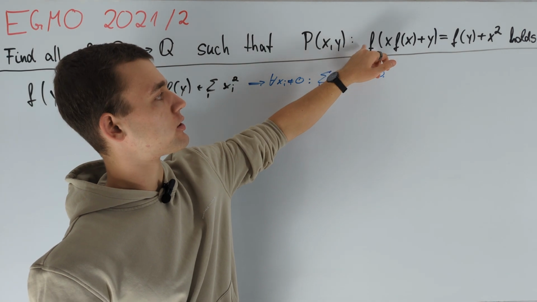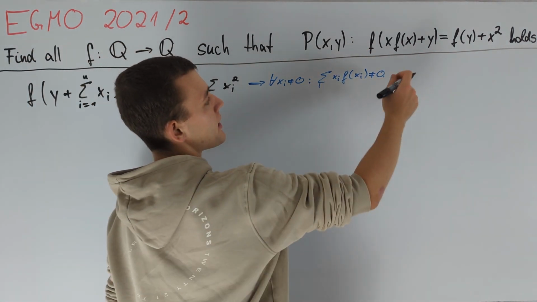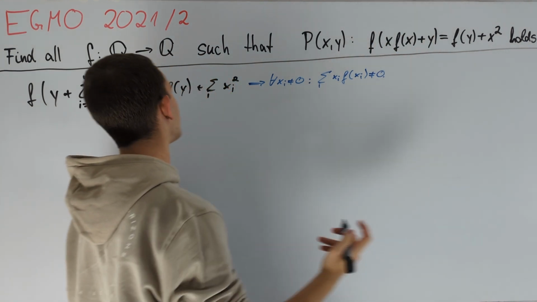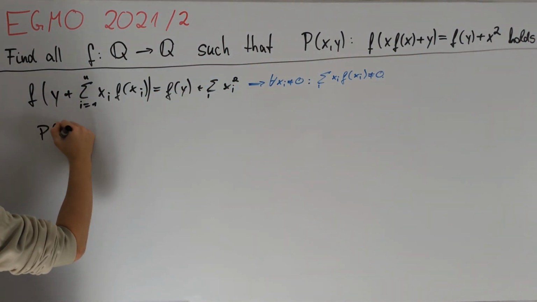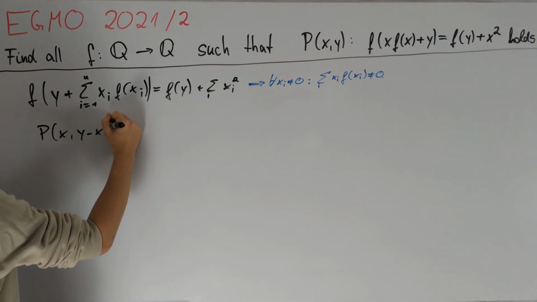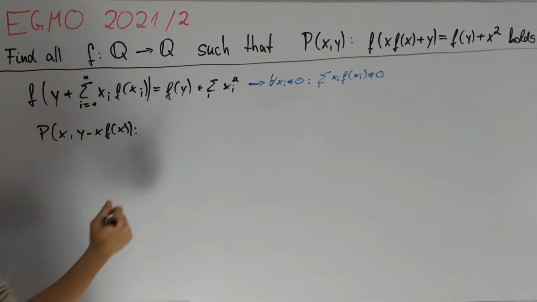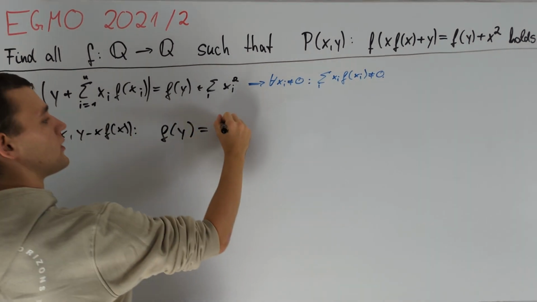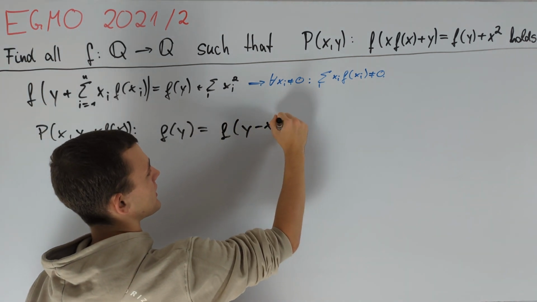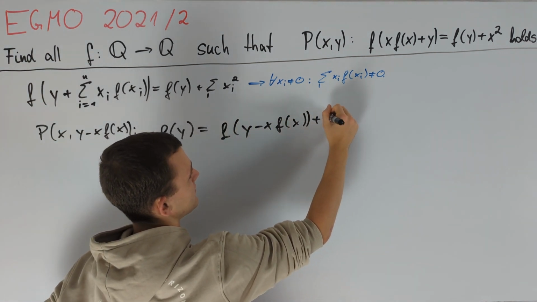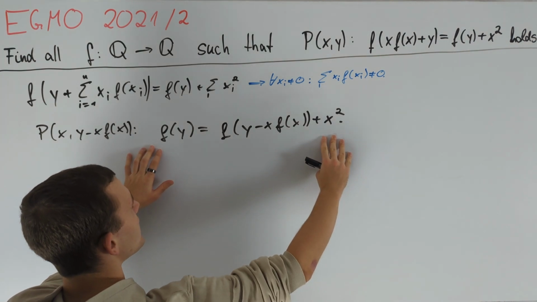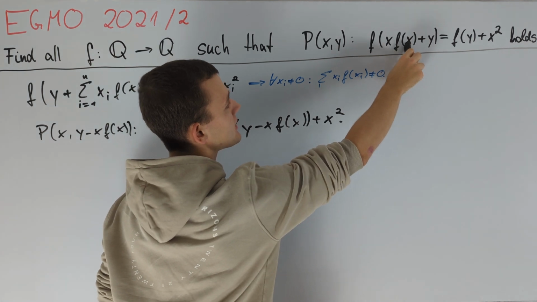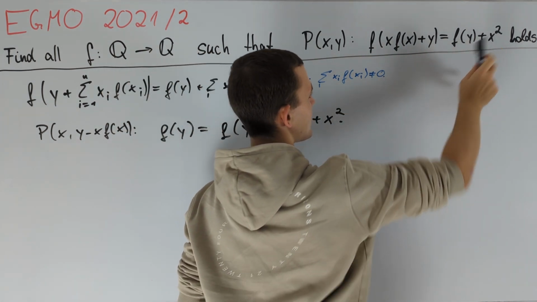Moreover, looking at this equation, we see that if we plug in y minus x f(x) for y, then the left side will become f(y). So let's take a look at what we will obtain. P(x, y minus x f(x)) gives us, as I said, f(y) is equal to f(y minus x f(x)) plus x squared. We see that by rearranging this equation, we exactly obtain that f(y minus x f(x)) is equal to f(y) minus x squared.